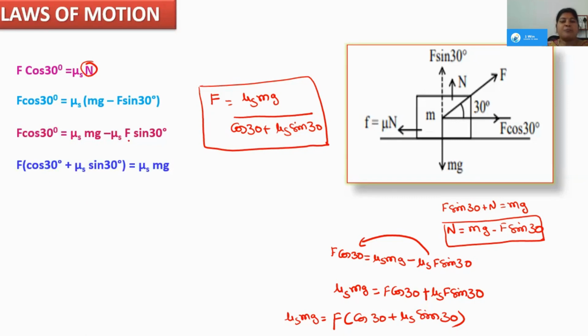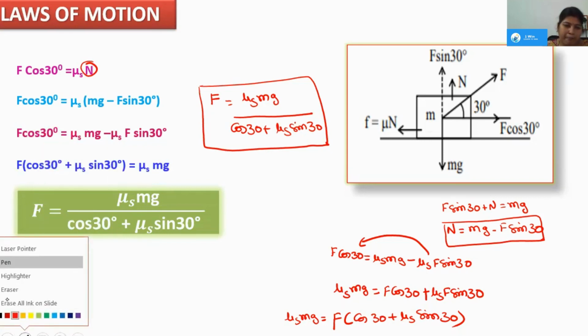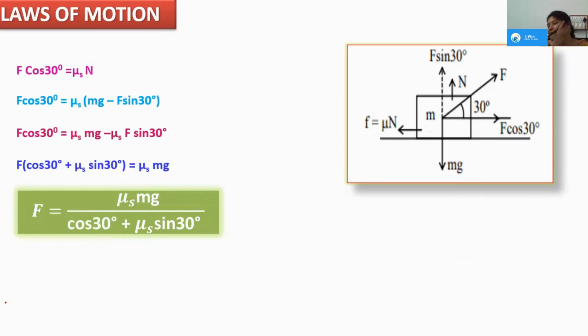Next, bring this mu s F sin 30 across. These steps are there in text form. After that, this is the shortcut formula. So what is the F formula? The force required to just move the body is F equals mu s mg divided by cos 30 plus mu s sin 30. So this is the formula.